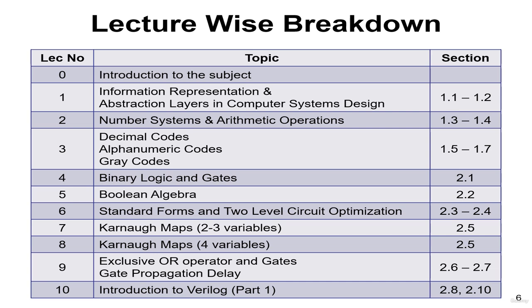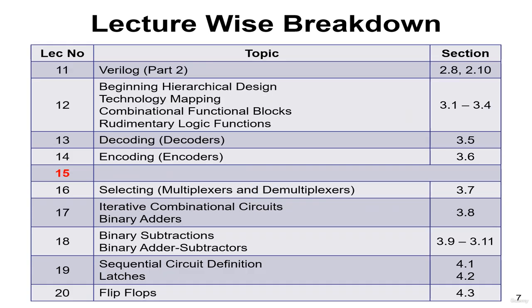So the first 9 lectures are related to learning the basics. We would go through the number systems, the arithmetic operations that we can perform in different number systems, the various types of codes, the Boolean logic and gates. We would go through Boolean algebra, manipulations using Boolean algebra, in which we simplify some expressions using the Boolean algebraic rules and theorems. We would study the K-maps, right? And then we would conclude this portion by studying exclusive OR and exclusive NOR gates, and gate propagation delay. Then we would study some basics of the Verilog hardware description language.